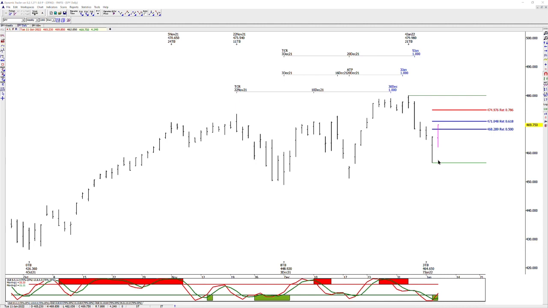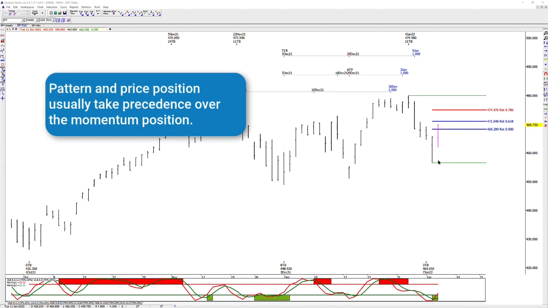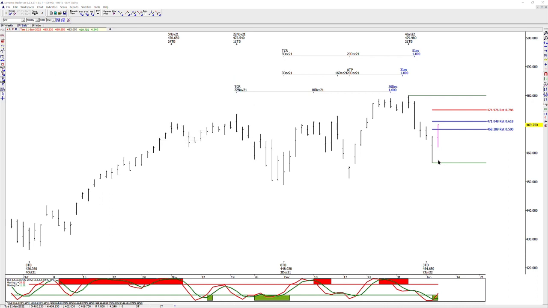Now, that doesn't always happen. I always really want to focus on the pattern and also the price position, which may sort of override the immediate momentum position, because momentums don't always get to overbought and they don't always make bear reversals when the price reversal is made.